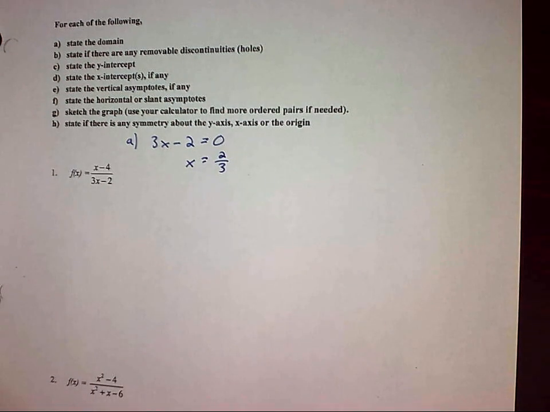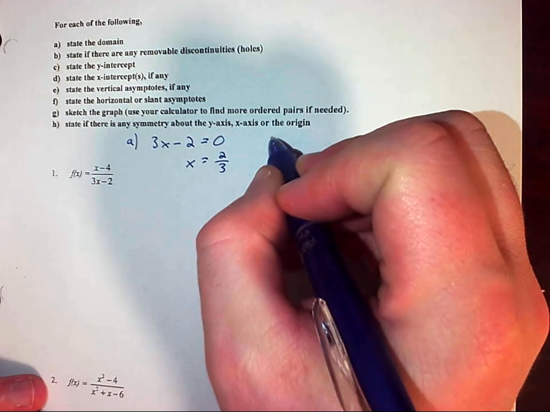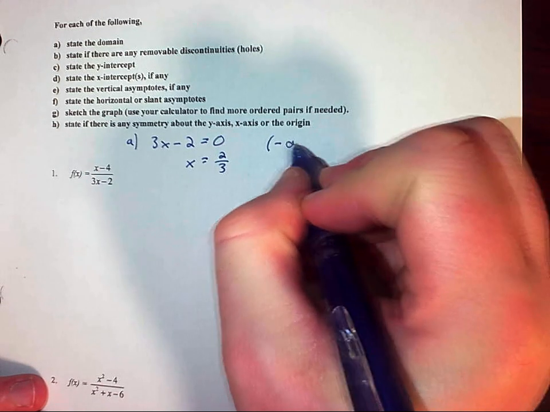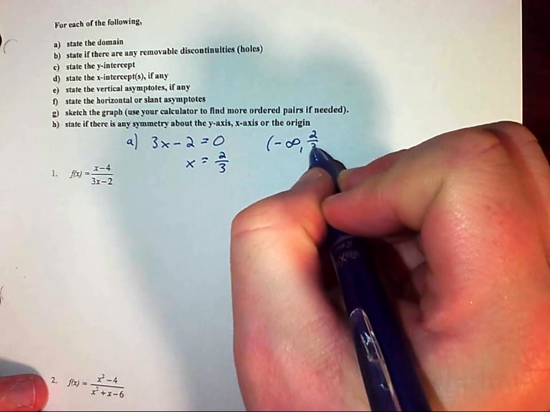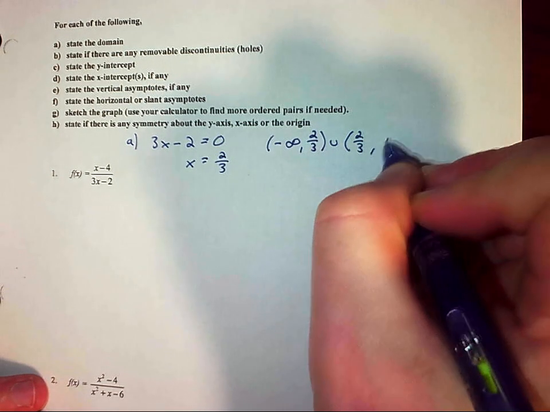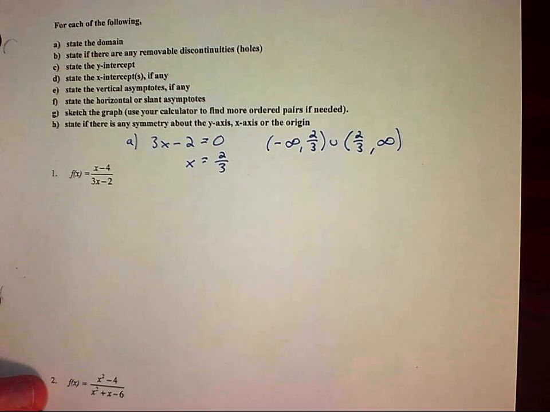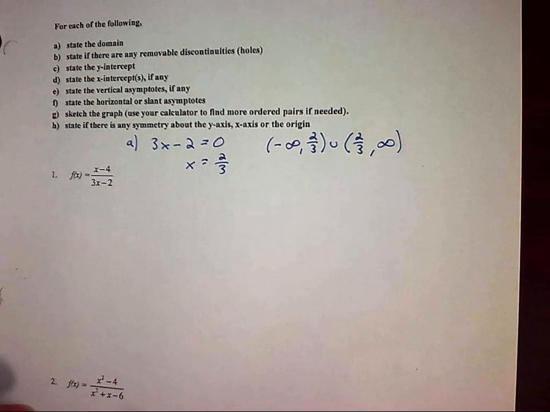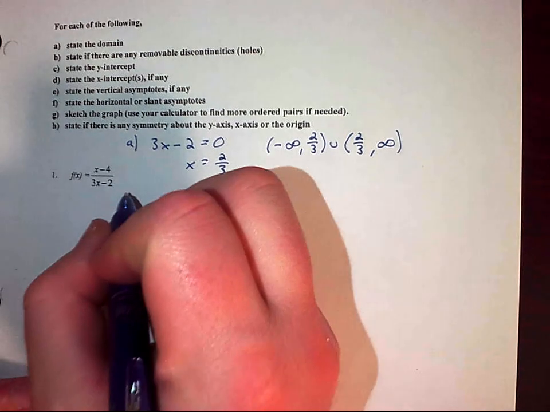So x equal to 2/3 makes our denominator equal to 0. So therefore, it cannot be part of our domain. So our domain is going to go all the way from negative infinity up to 2/3. But we're going to skip 2/3, and we're going to continue on to positive infinity. So now we have our domain written in interval notation.